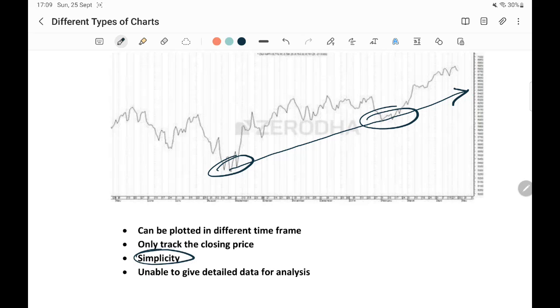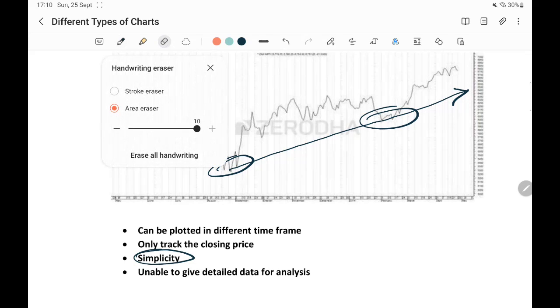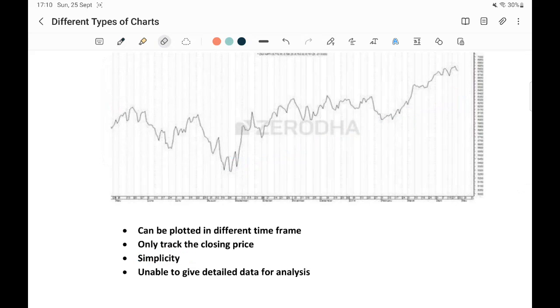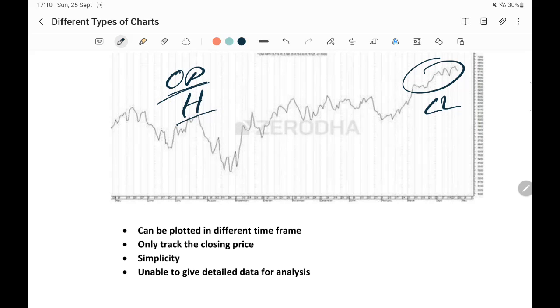But one of the demerits of this chart is that it is not giving all the information. What is the meaning of all the information? The chart only tells us about the closing price of that particular time frame. Then what are we missing? We are missing the opening price, the high, and the low. This is one of the disadvantages of this line chart.